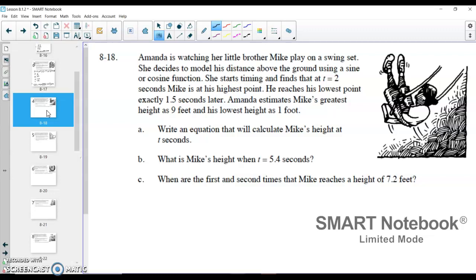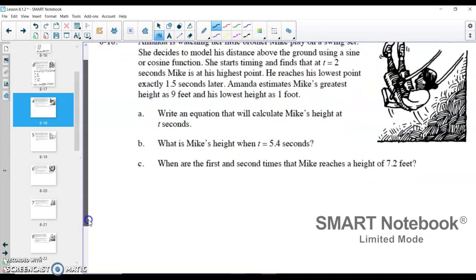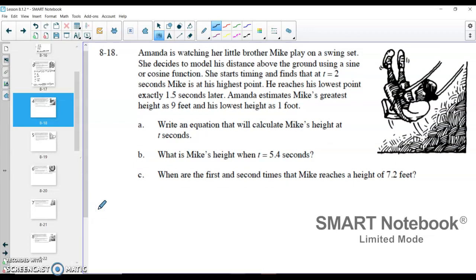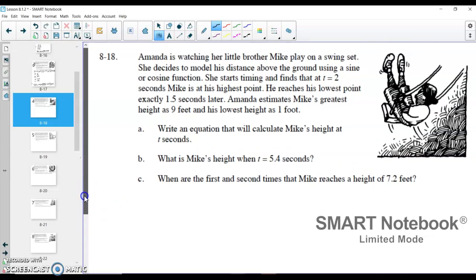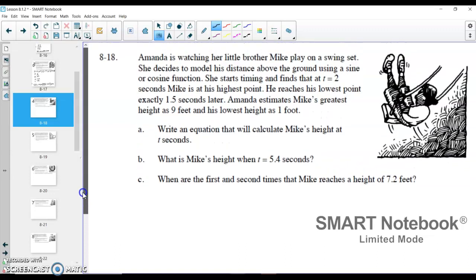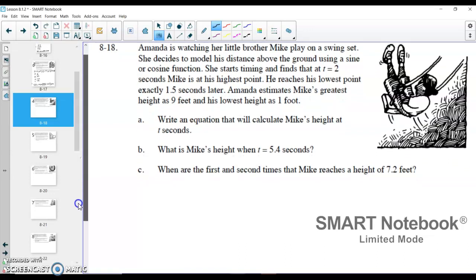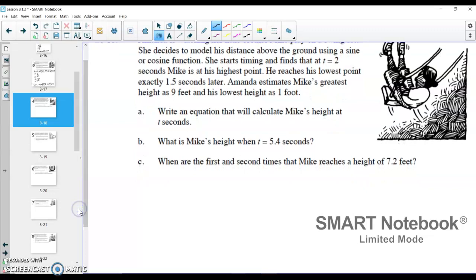And so again, we're going to take 2 points and use those 2 points to model this situation. And just to stay consistent, we're going to use cosine again. I will talk more about sine maybe tomorrow if I do a day 2, or when I get back. But let's think about the first point. The first point is at 2 seconds, and at 2 seconds we're at the highest point, which is 9 feet.